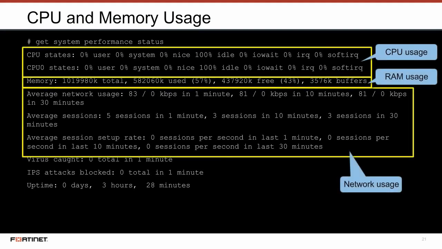Let's begin by looking at the get system performance status command. At the top, output shows that this FortiGate model has one CPU, CPU 0. This is followed by the RAM usage. At the bottom, output shows your network traffic.